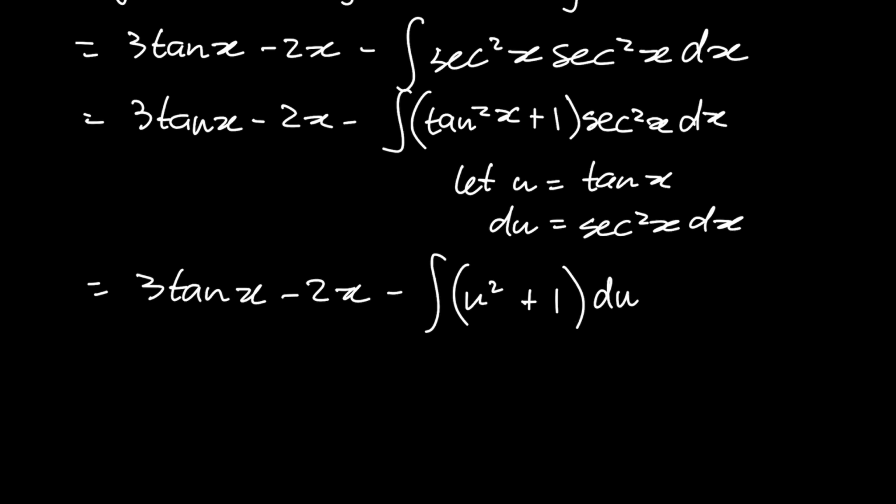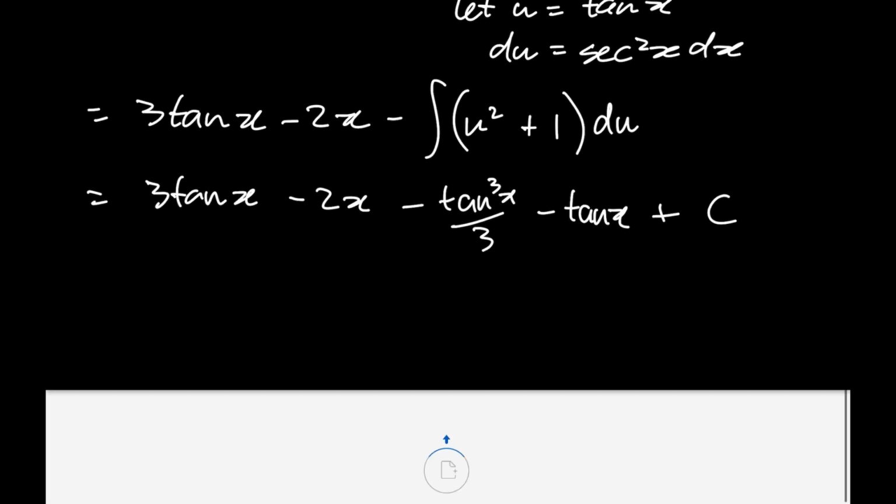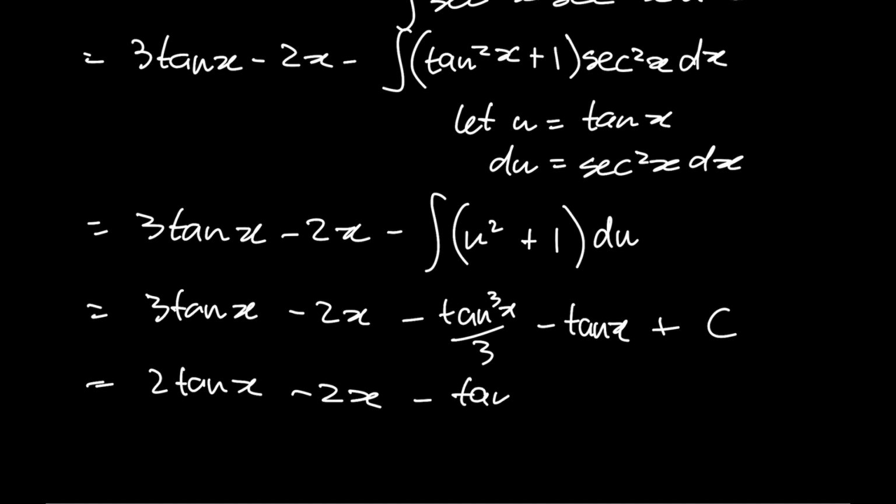Now we solve this integral. So the integral of u squared is u to the power of 3 over 3, and the integral of 1 is just u, and of course plus c, our constant of integration. Now we substitute back tangent of x for u. So get rid of this u, and tangent of x. And get rid of this u over here, and tangent cubed of x. Okay, so now we have 3 tan of x minus tan of x, which is 2 tan of x, minus 2x, that just comes straight down, minus tangent cubed of x over 3 plus c. And that is the integral solved.